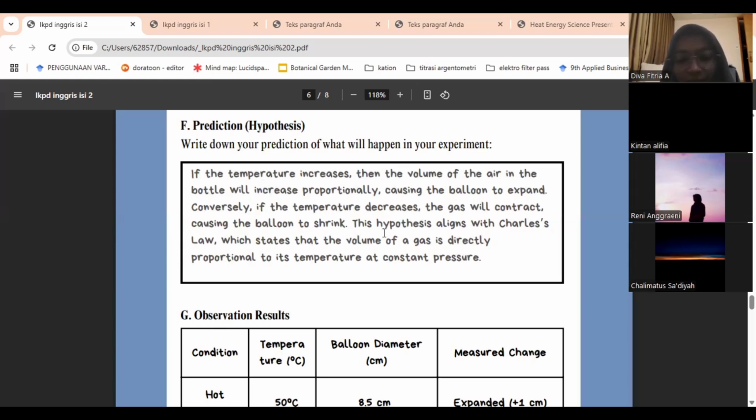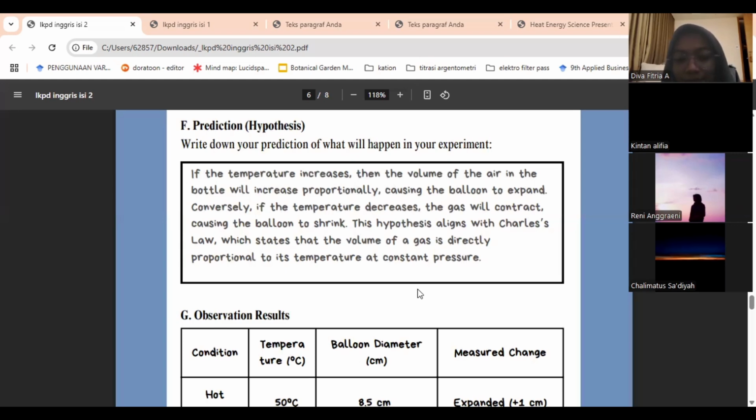Identifying the problem. Okay, this one write down a problem or phenomenon related to expansion, solid, liquid, or gas that you want to investigate. Okay, our result is why does the balloon expand when the bottle is placed in hot water and contract when placed in cold water. And then inquiry question is how does temperature affect the volume of gas in a sealed container? Can this change be explained using gas laws like Charles' law?